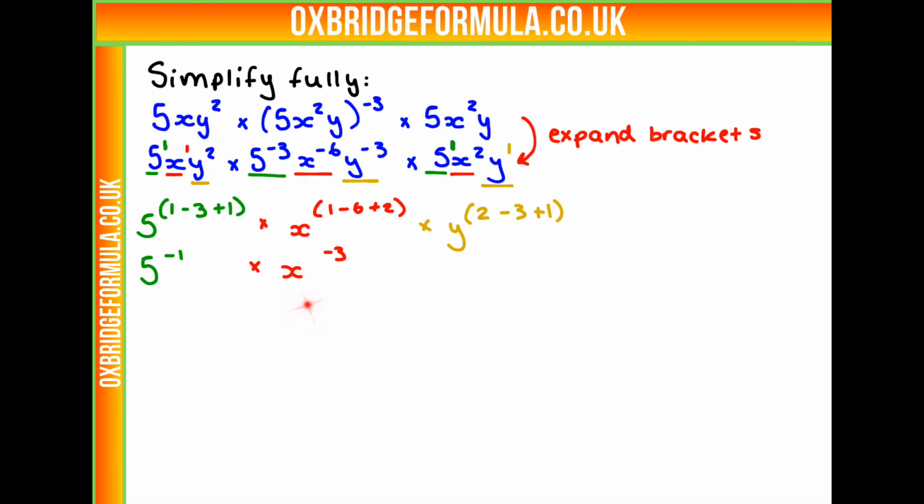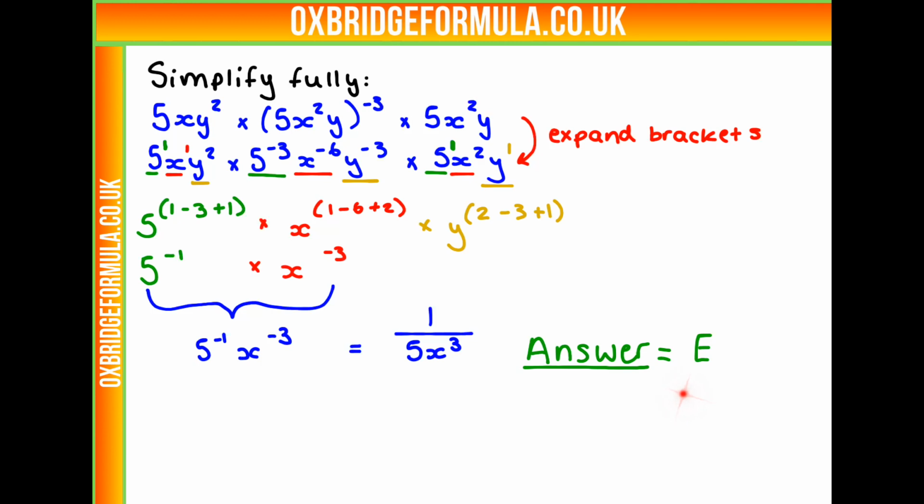But this isn't fully simplified yet. How do we go an extra stage further? Well, we need to simplify these powers even more. We have minuses in both of these, so we know that both of our terms are going to be under a 1 over something. They're going to be on the bottom, the denominator. And as we've got a 1 and a 3 there, we can just put those in our new term. So we've got 5 to the power of 1, or we can just leave that 1 there, and x to the power of 3, all under 1. So that's our final answer, and our answer corresponds to E.